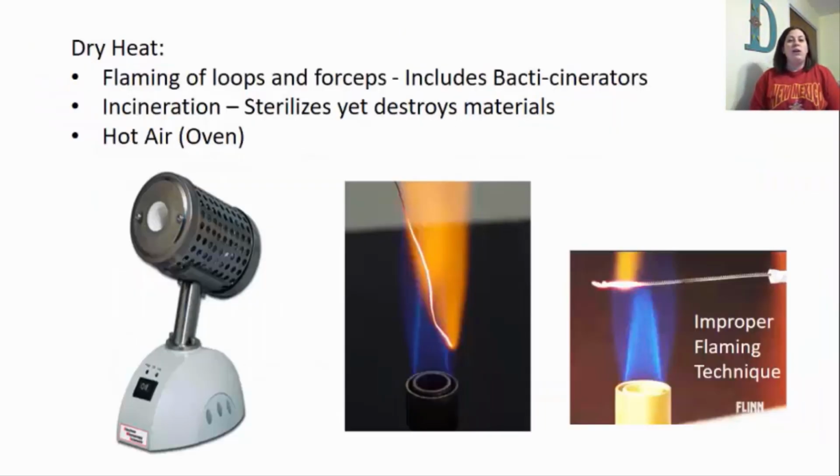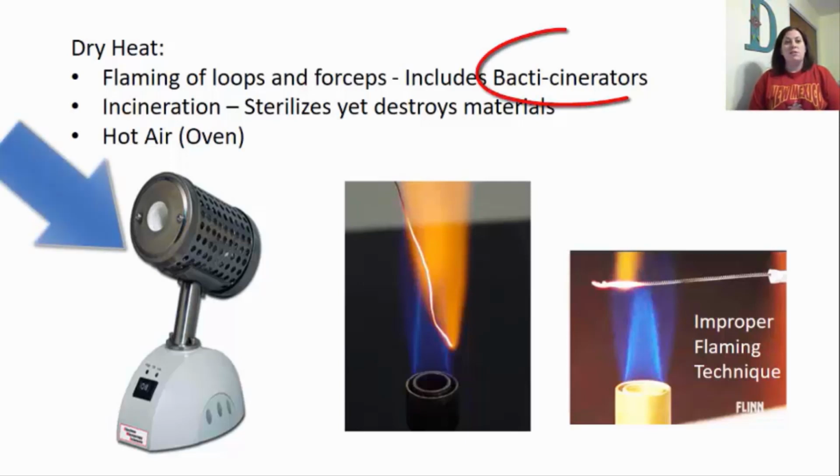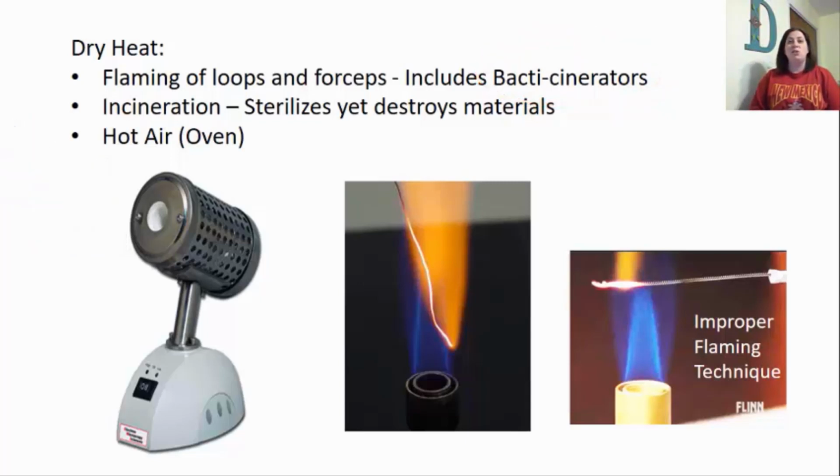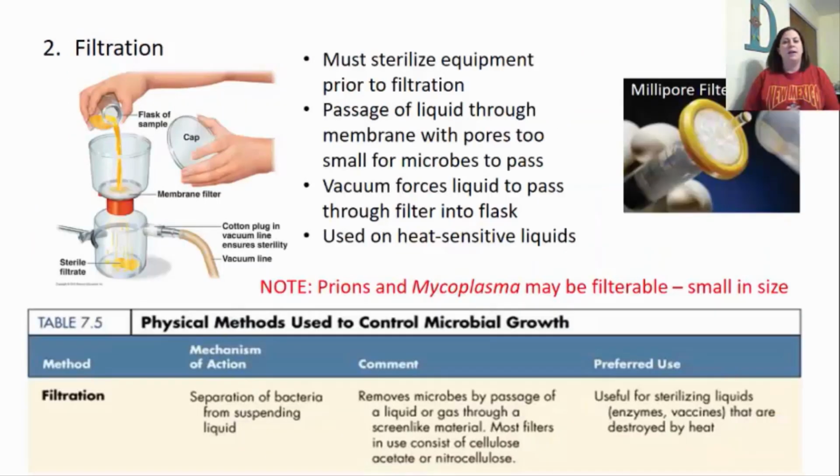Now with dry heat, we use dry heat in the lab when we're flaming loops or forceps. We do this in order to sterilize them so that they can be used. We also see that you can use incinerators. These incinerators can sterilize; they destroy the material that is there. If you've ever used one of these little incinerators in a lab, if there's bacteria on your loop, you can actually hear it popping, because it's killing it, and then it gets removed. Again, hot air ovens could potentially be used, but the time has to be extended due to it being a dry heat. Another thing we can look at is filtration.